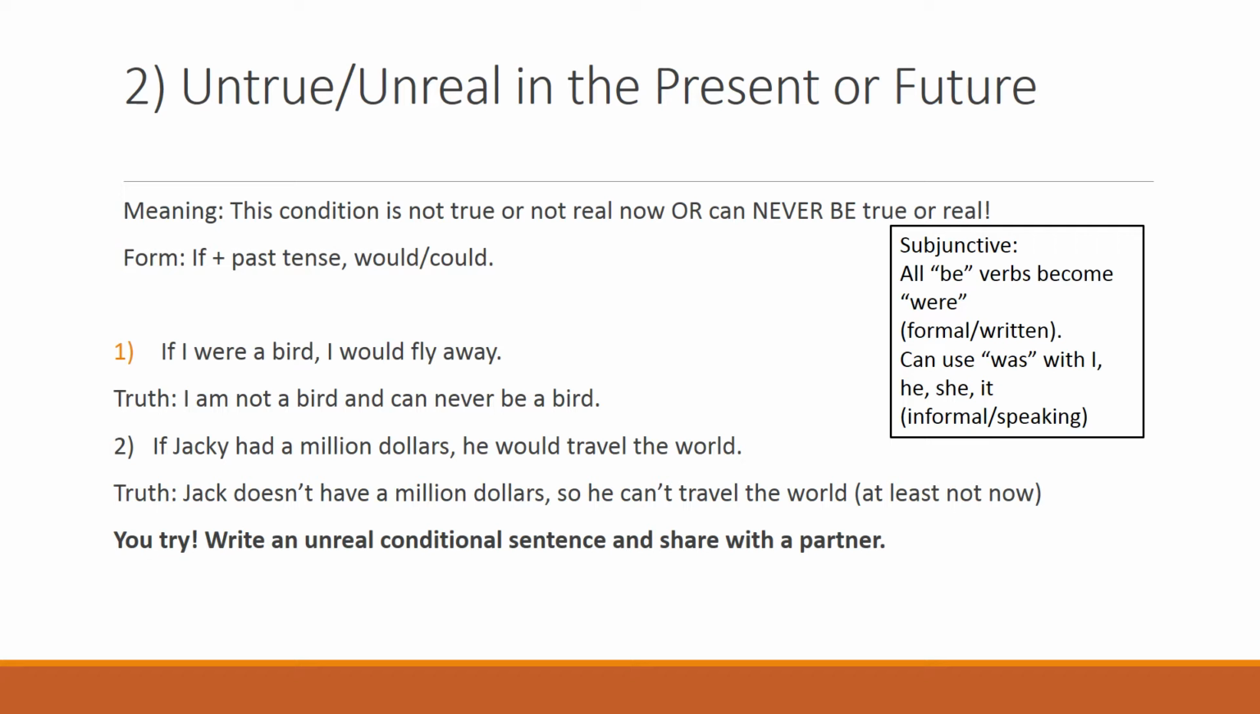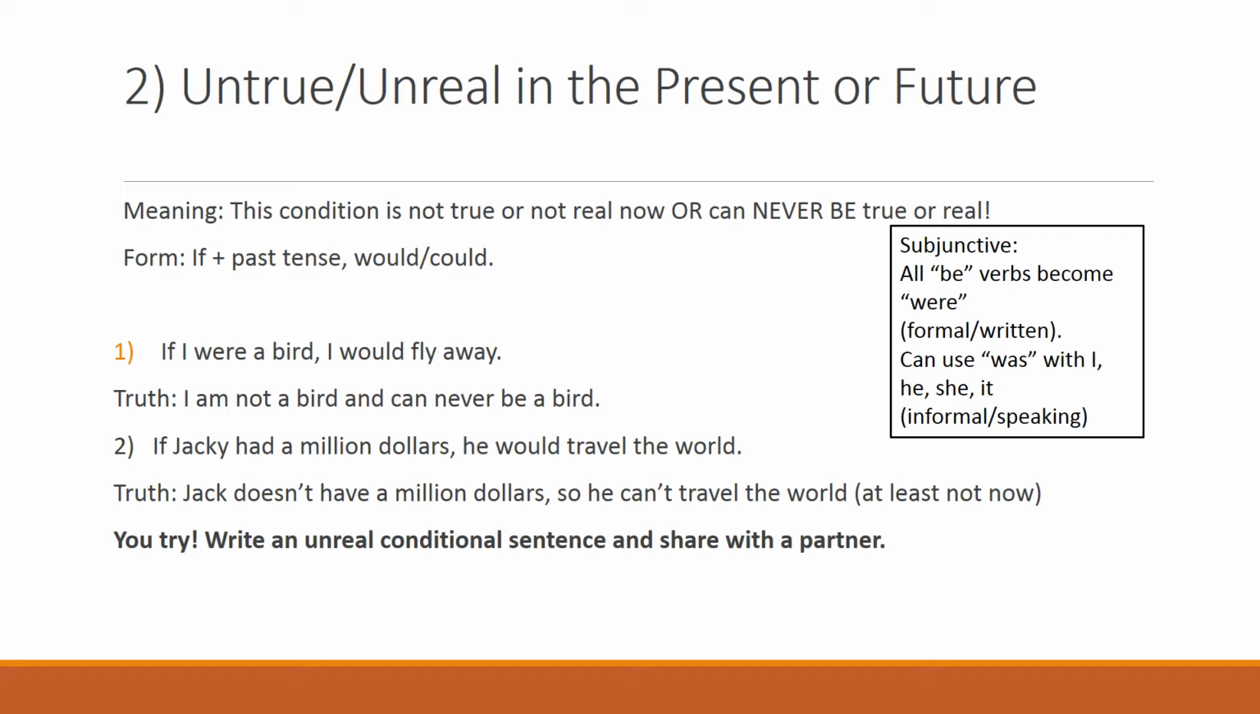That's not written here, but again, in the if conditionals, we'll say if plus the past tense, and would or could plus the base form of the verb. So let's look at an example. If I were a bird, I would fly away. You will see that I'm using the be verb in the past tense in the conditional clause. If I were a bird, I would fly away.